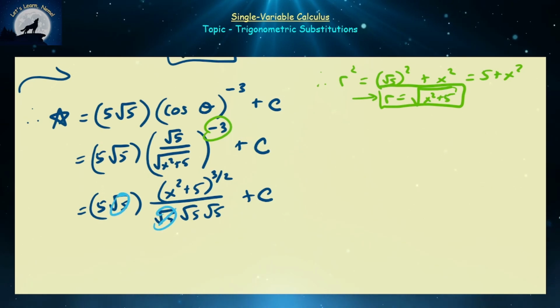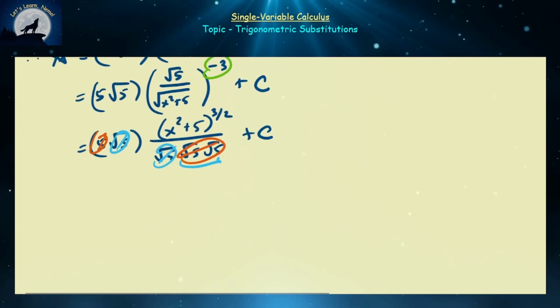So what do we have here? We have square root of 5 canceling. Square root of 5 times the square root of 5 is 5, and 5 divided by 5 obviously is 1, so that cancels. And then we're just left with this actually very friendly looking integral.